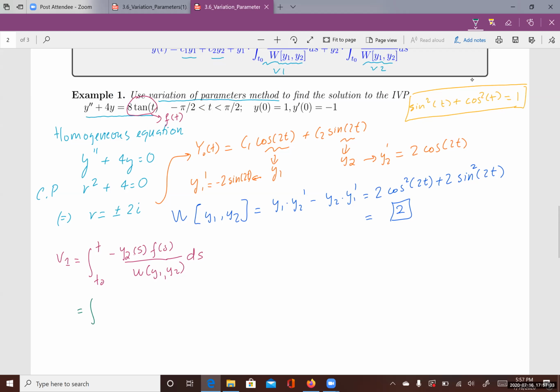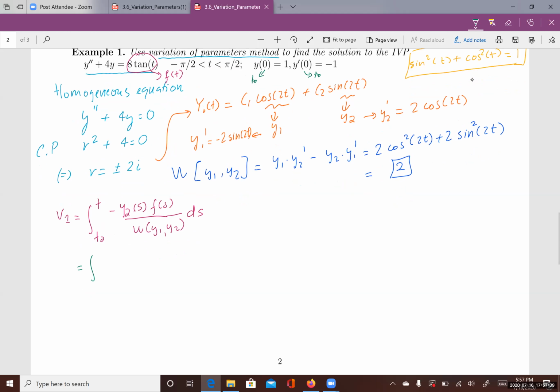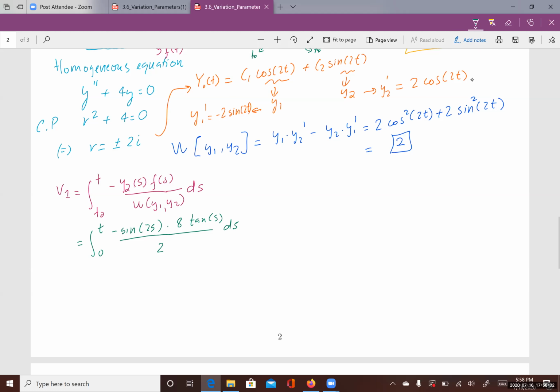t0 is here, which is just 0. So integral from 0 to t of negative sine of 2t times f of s, which is 8 times tangent of s. Again, we don't have t, we should replace t by s. Divided by 2 ds. Now you have this and this will be gone. I move the 4 in front. Integral from 0 to t of sine of 2s and tangent of s.